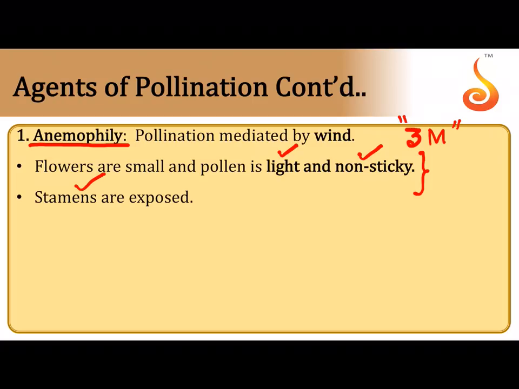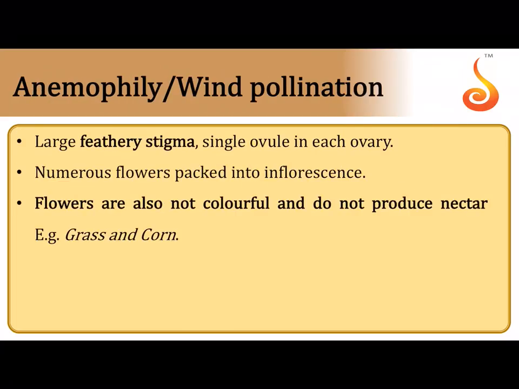The stamen must be exposed, that is a rule. Otherwise, how will pollen reach the wind? The wind blows onto the stamen and picks up the pollen because the stamen and the anther are exposed. Clear? Why should the stigma be feathery? Because when the wind blows onto the stigma, by chance the wind has pollen in it. If the stigma is feathery, then it can trap the pollen. So the feathery stigma helps in trapping the pollen.